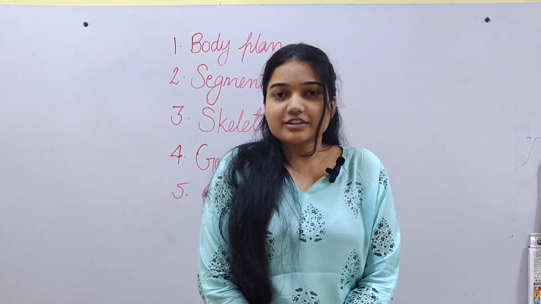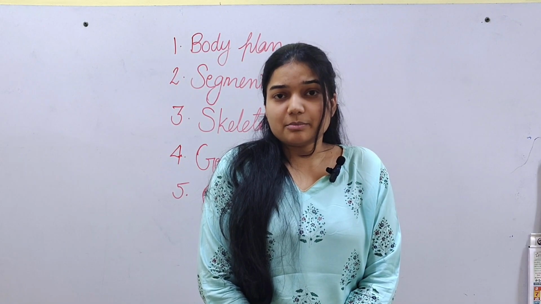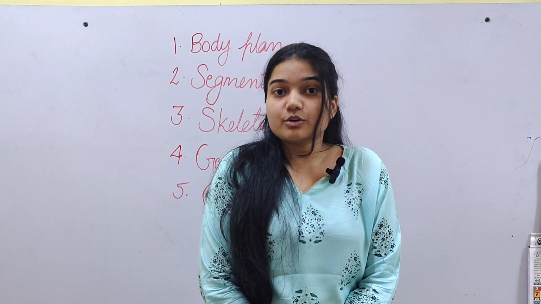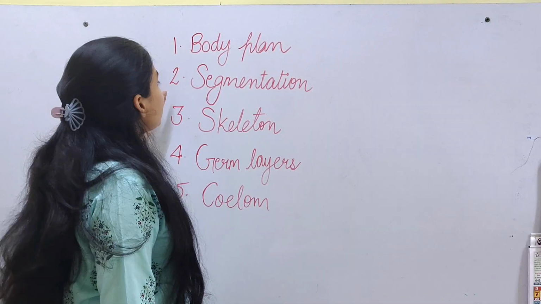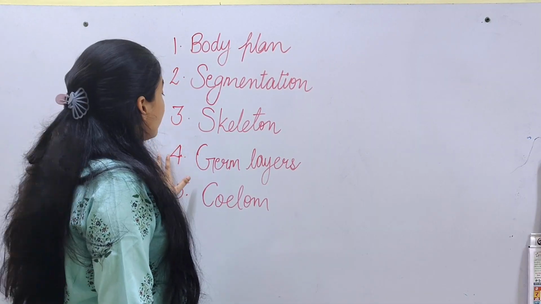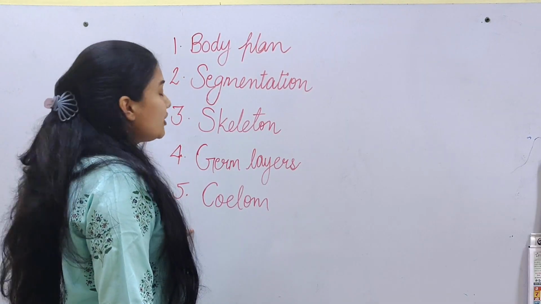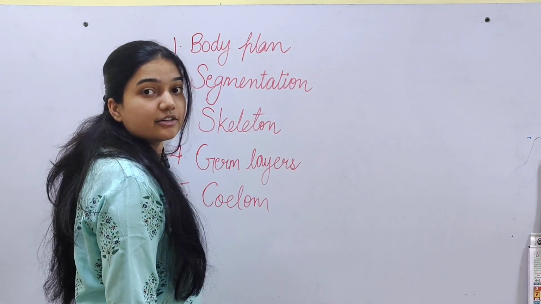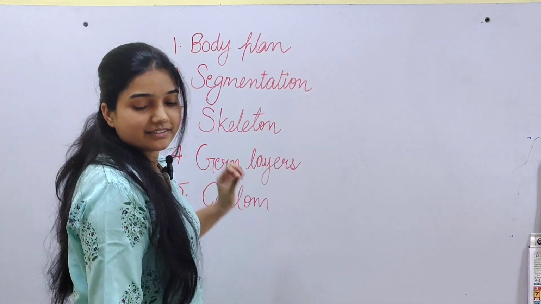Today we are going to discuss new topics of the animal kingdom, those concepts which make the foundation of the animal kingdom. The topics are: first, the body plan; second, segmentation; third, the skeleton; fourth, the germ layers; and fifth, the coelom. First we take the body plan of the animals.